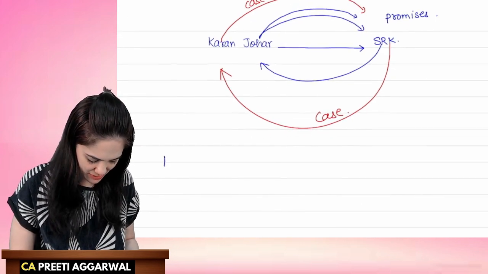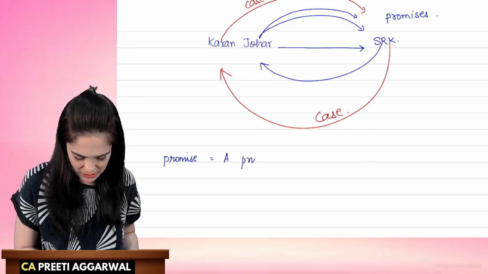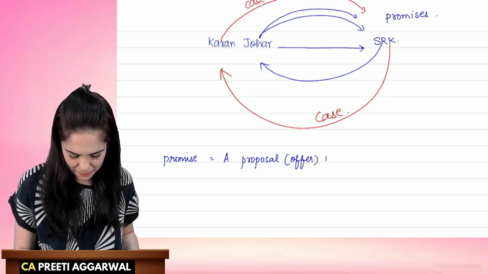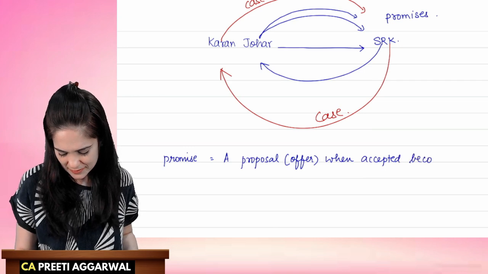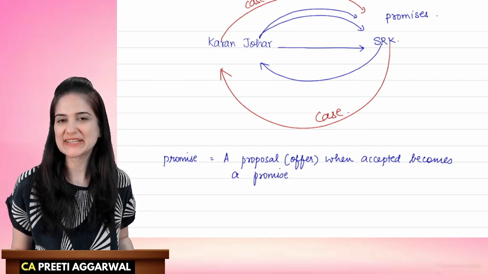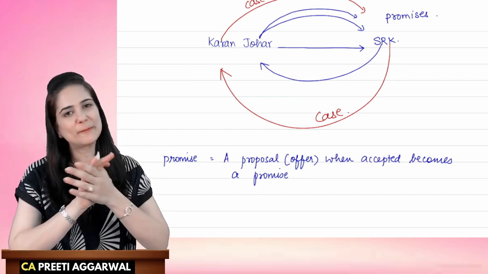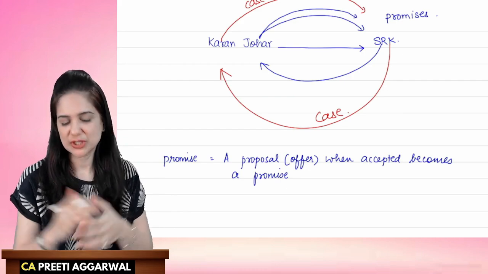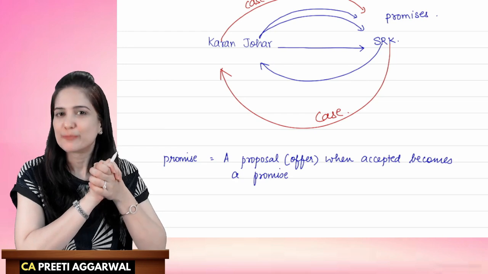The first one being a promise. A proposal. Proposal means offer. A proposal, when accepted, becomes a promise. So the first element that we discussed was a promise. A proposal, when accepted, becomes a promise. Look at my hand movements. This will help you to remember the definition. A proposal, when accepted, becomes a promise.